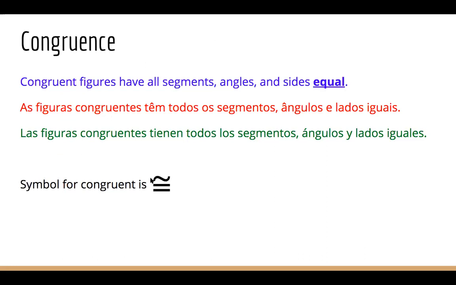This is the congruent sign, or symbol for congruent. It's basically an equal sign with a little wavy mark on top of it.